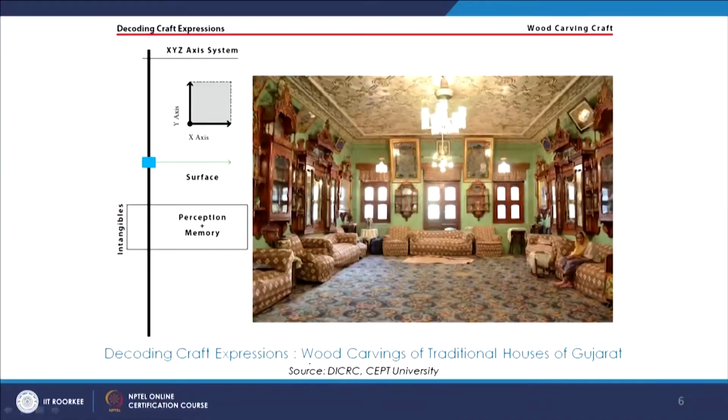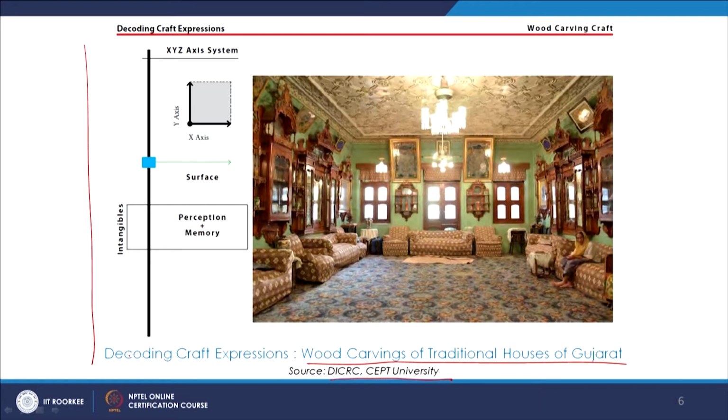So this is again a starting point, and it's a sort of system that helps us understand and analyze the building craft and the interior architecture. So here the major discussion is wood carvings of traditional houses of Gujarat as done by DICRC, and we have taken the part of that matrix which we just discussed.